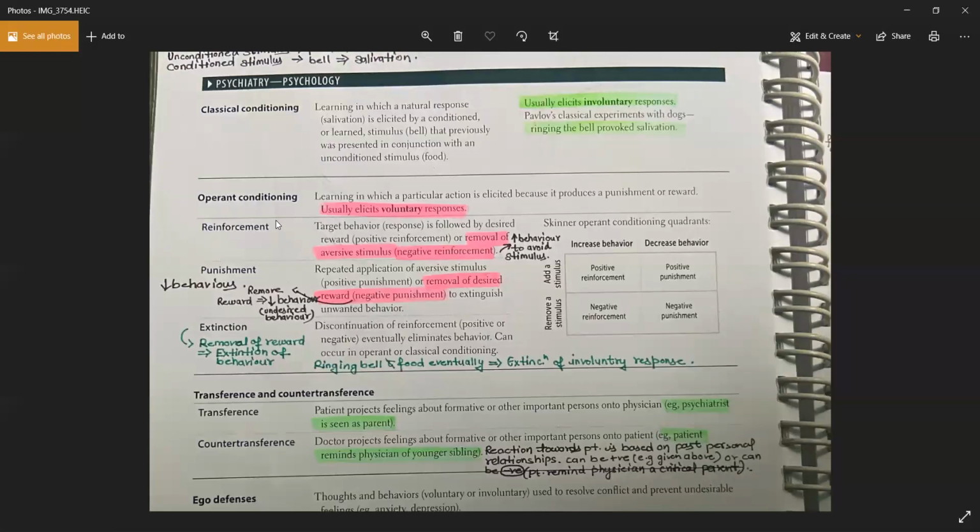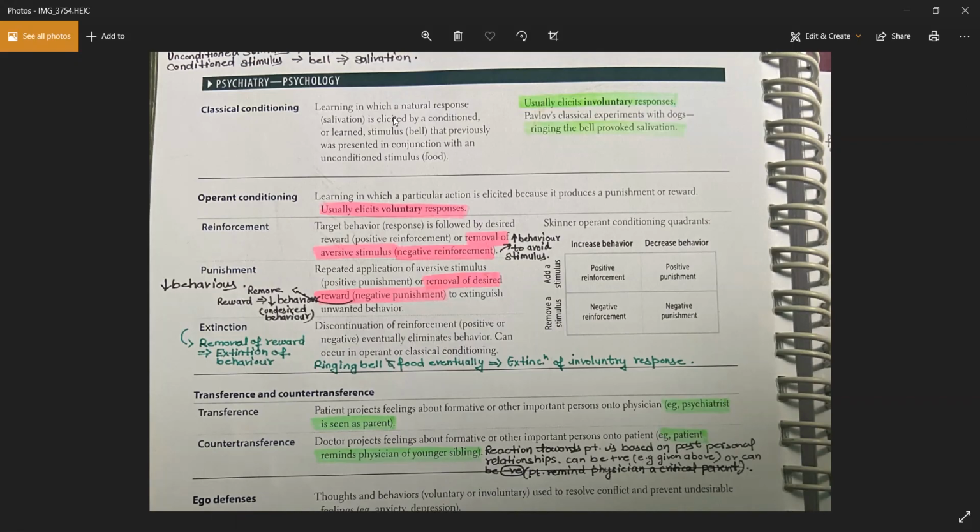Now, after this conditioning, the patient can also have extinction. When you discontinue the reinforcement, it will eventually eliminate the behavior. You stop giving them the reward. Ultimately, you will get a loss of that desired behavior in the patient. It can occur with both classical conditioning and operant conditioning.